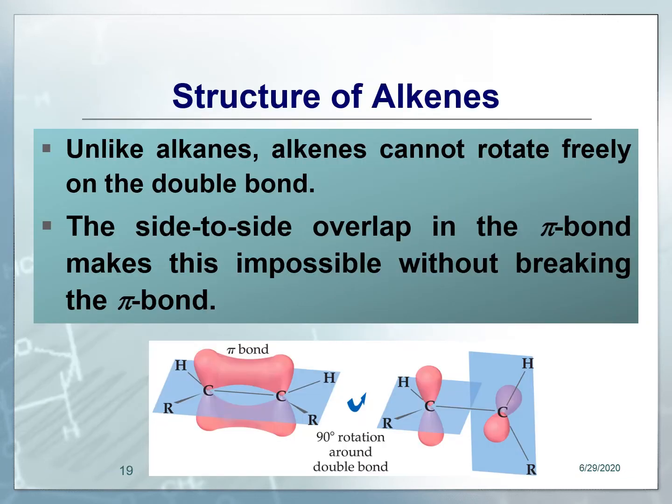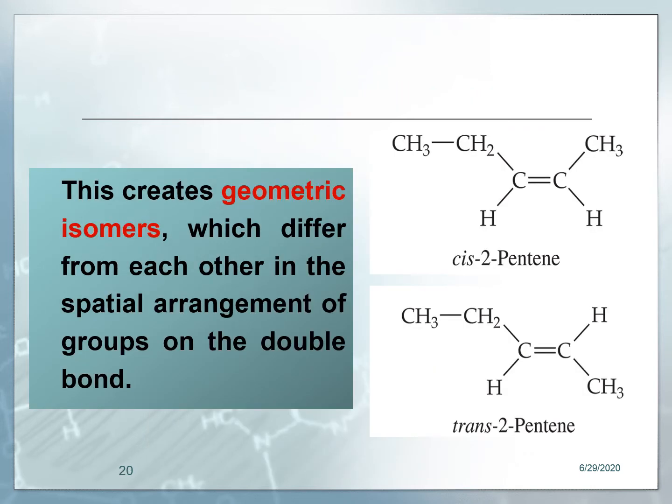Unlike alkanes, alkenes cannot rotate freely on the double bond. The side-to-side overlap in the pi bond makes this impossible without breaking the pi bond. In an alkene, there are two bonds, which we name the pi bond and the sigma bond. The pi bond in an alkene is difficult to rotate and requires the bond to be broken. This also requires considerably high energy. This creates geometric isomers, which differ from each other in the spatial arrangement of groups on the double bond.